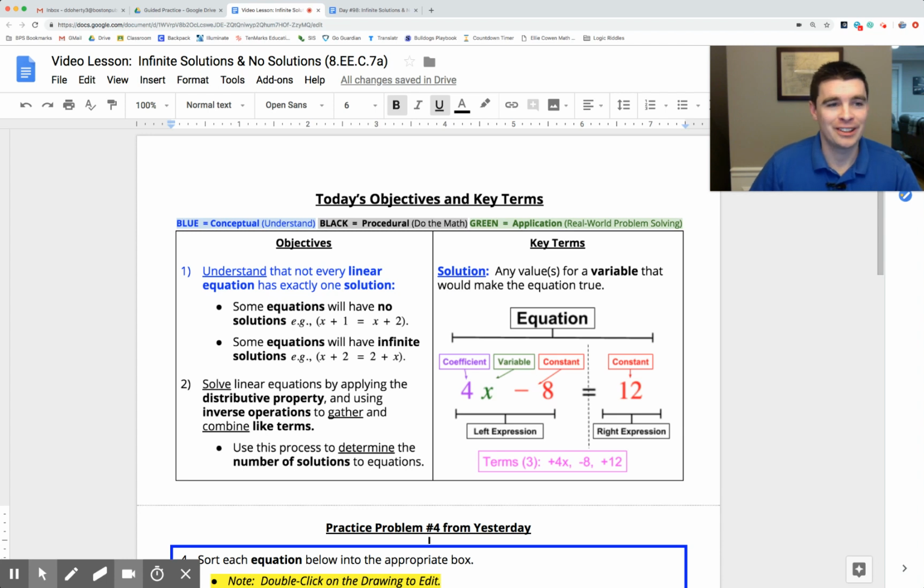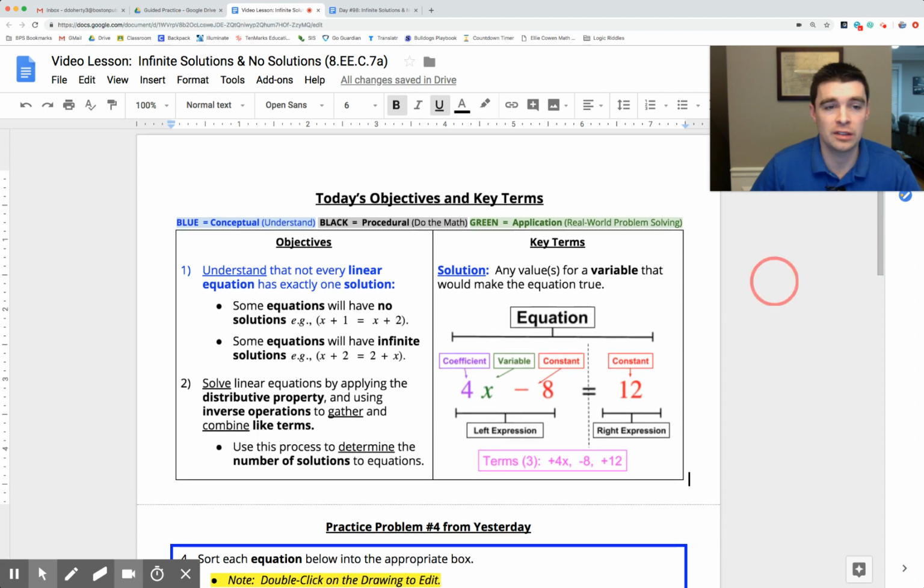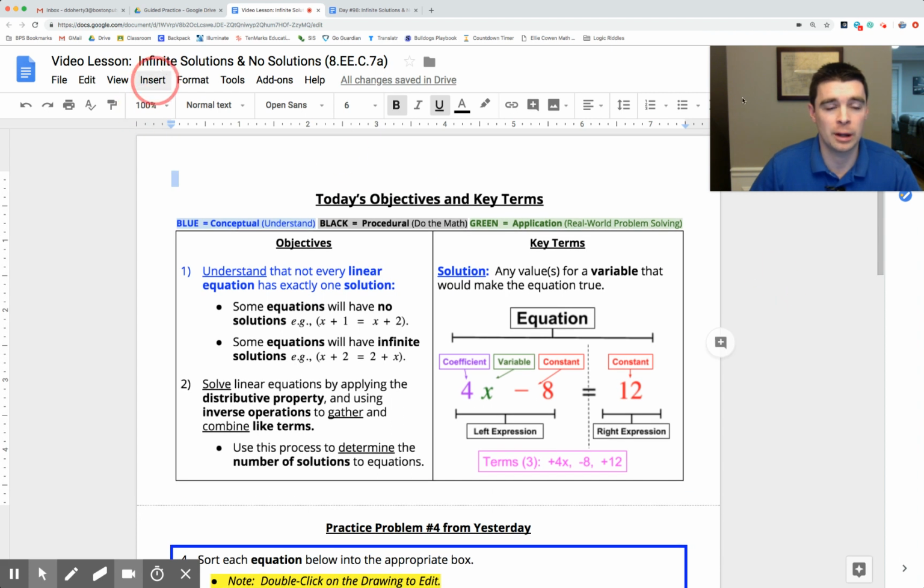Good morning. Happy Thursday. Today we're going to continue focusing on the number of solutions to an equation. Our specific focus is which types of equations are going to be producing infinite solutions, or have a never-ending number of solutions, where every number in the world works. And which types of equations are going to be producing no solution, where no number in the world is going to be able to make the equation a true statement.